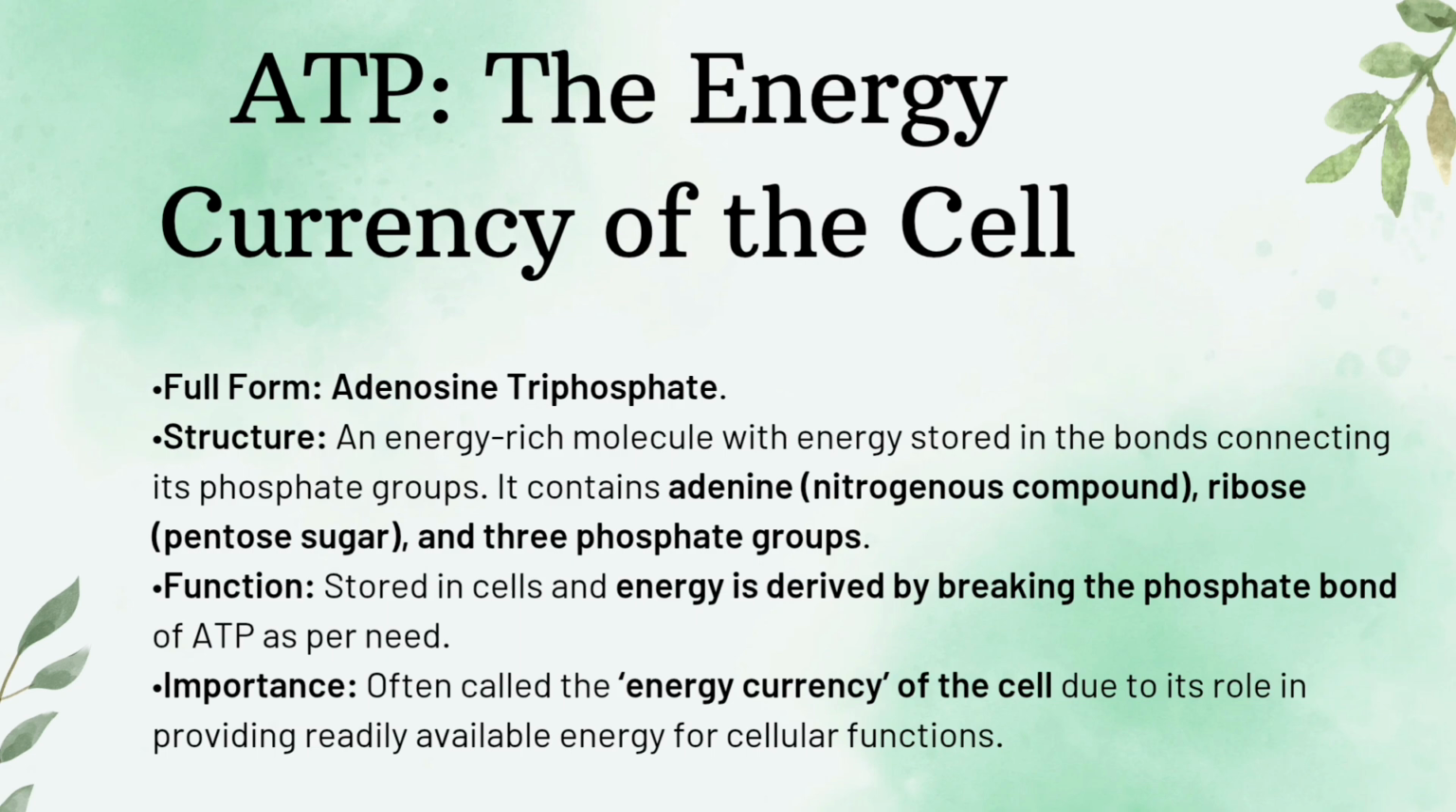ATP, or adenosine triphosphate, is the energy currency of our cells. It stores energy in phosphate bonds. When needed, the cell breaks these bonds to release energy for various activities, from muscle contraction to active transport.